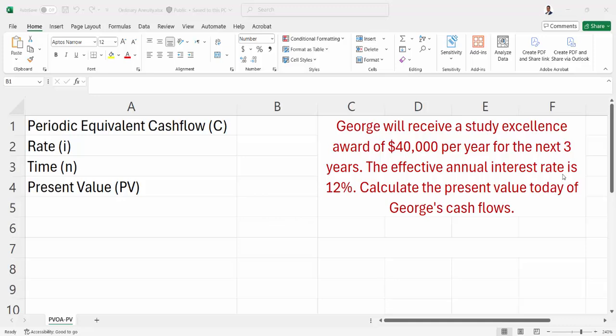George will receive a Study Excellence Award of $40,000 per year for the next 3 years. The effective annual interest rate is 12%. Calculate the present value today of George's cash flows.